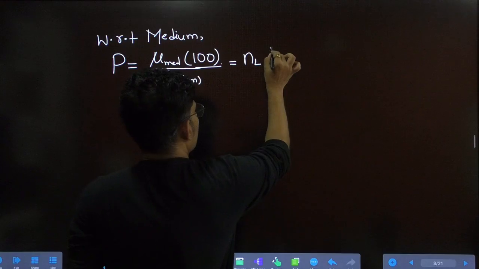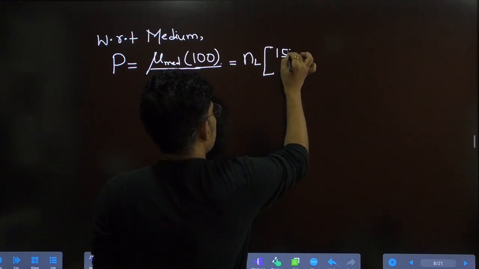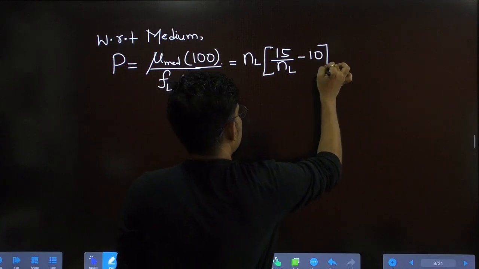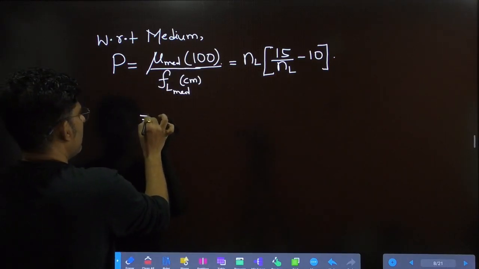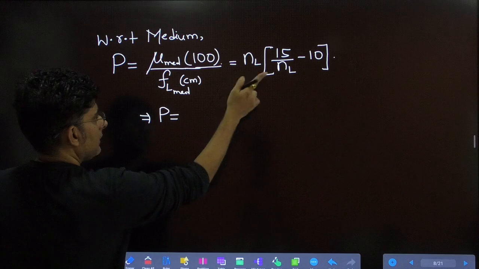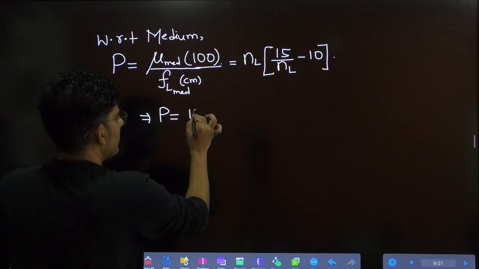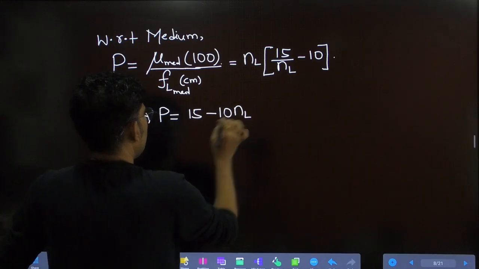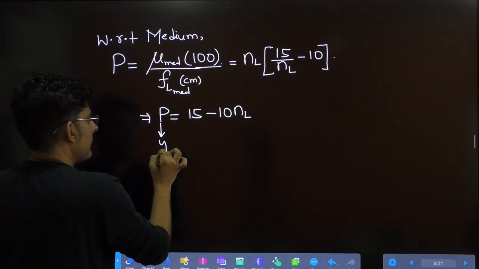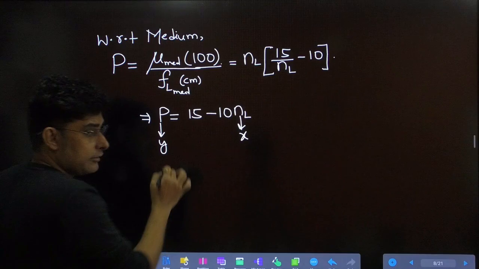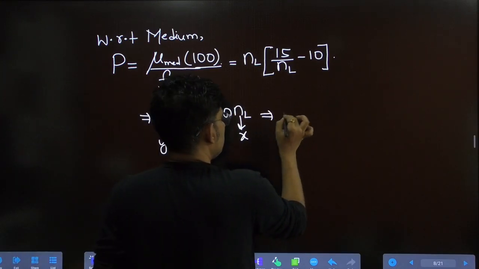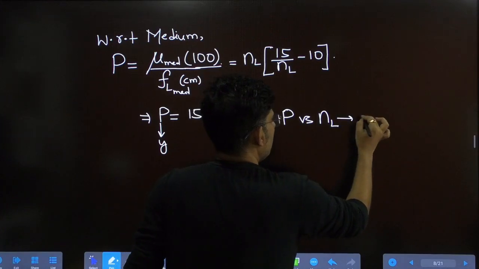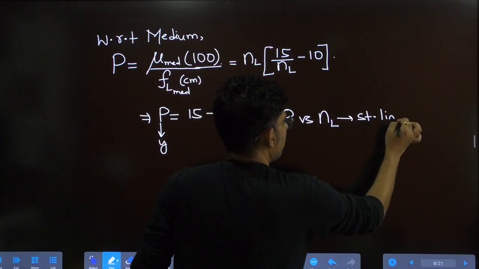So 15 by NL minus 10. So if you break the bracket, you will get the first term as 15, NL cancels, minus 10 NL. Now if you see, if you take P on y axis and NL on x axis, so this is what? It is a straight line. So P versus NL graph is a straight line.